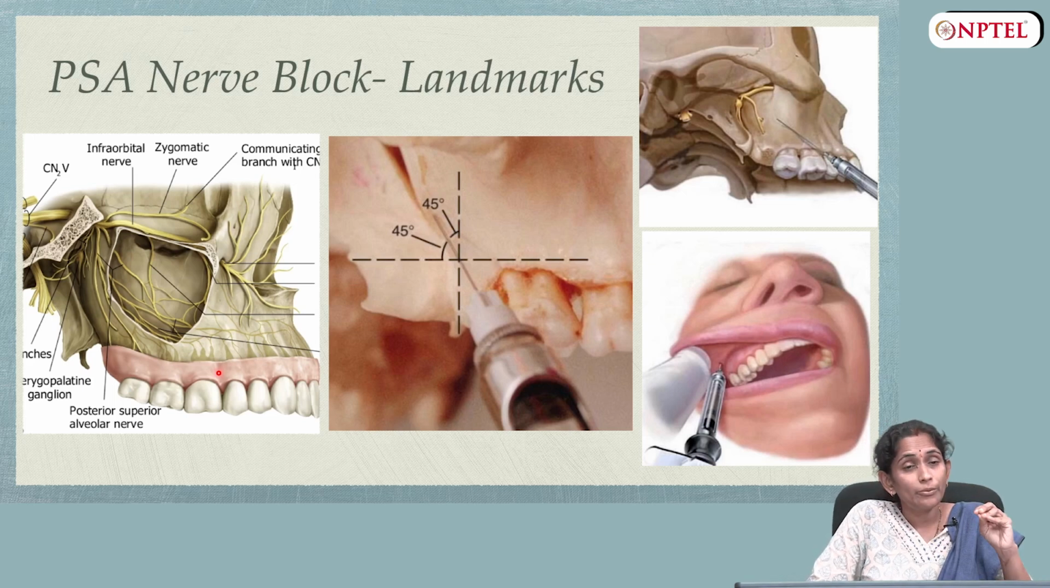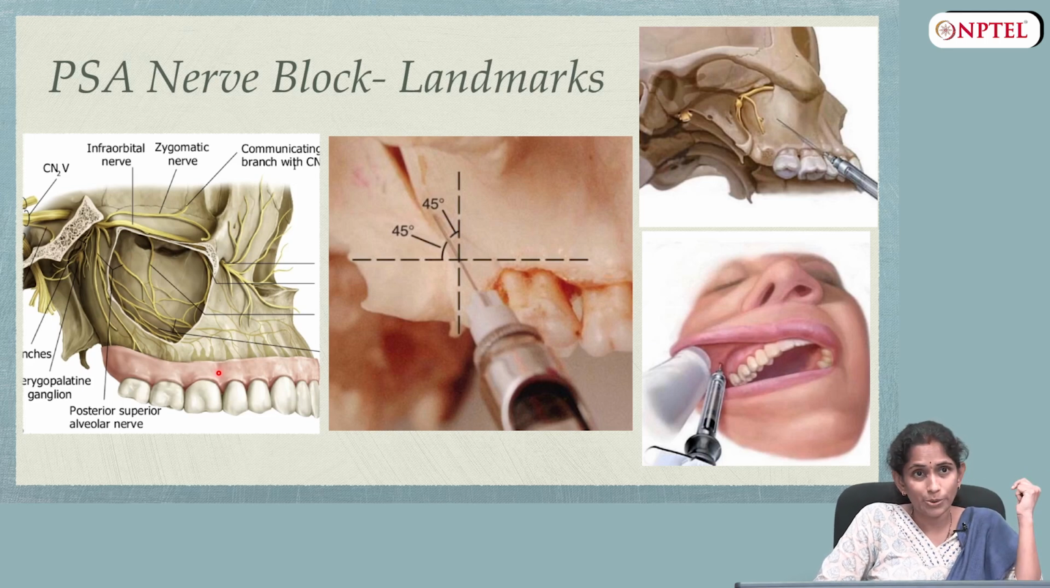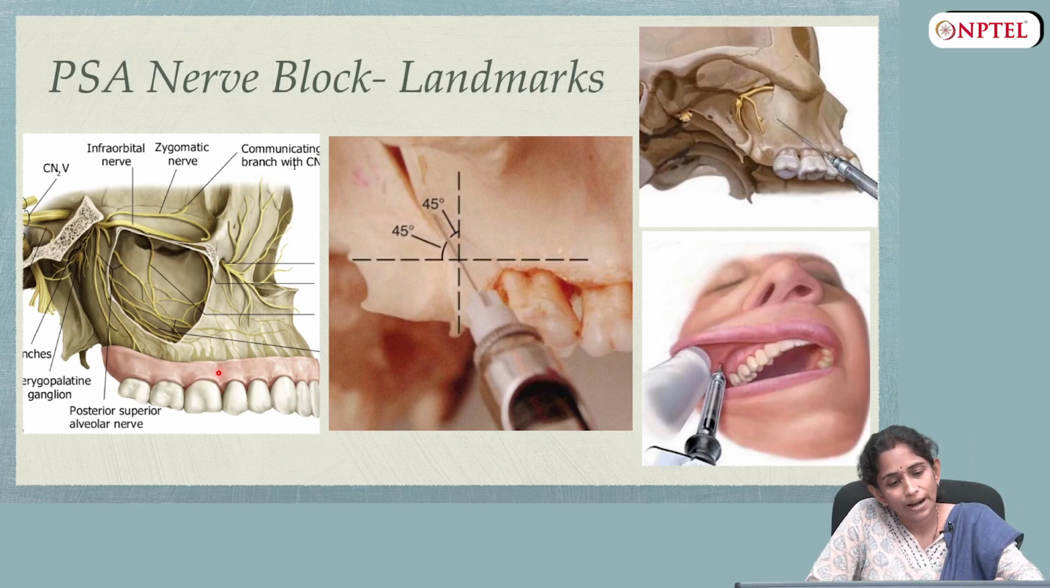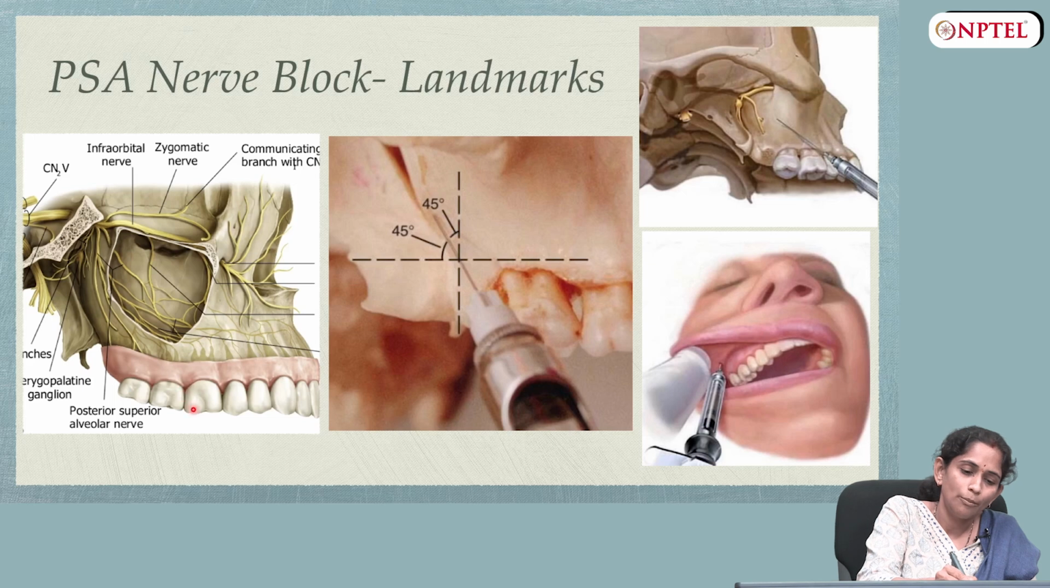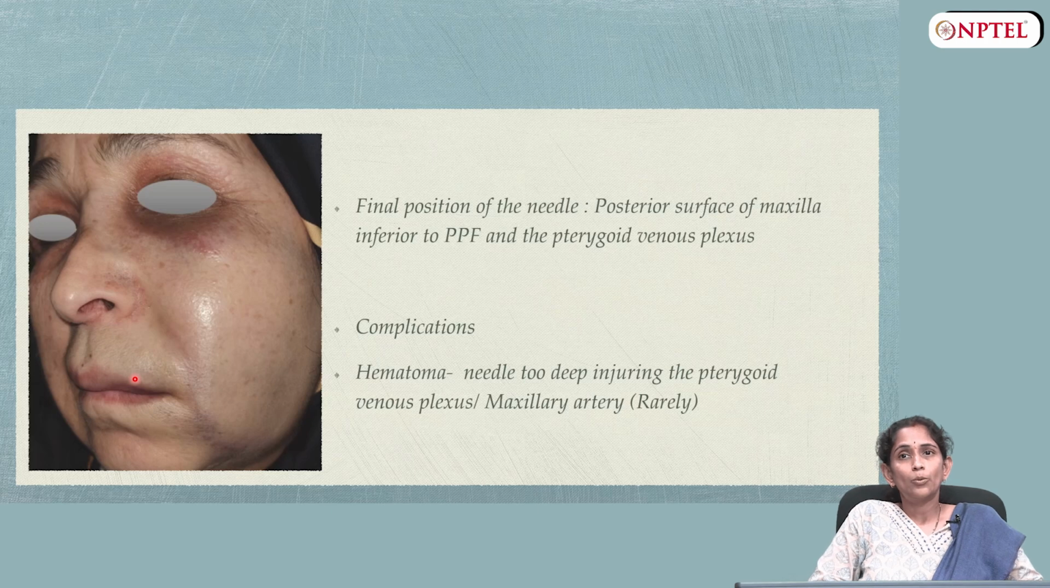However, in this case, the patient will not have any feeling of heaviness and numbness in the soft tissues because the cheek does not get any supply from the posterior superior alveolar nerve. So, there are no subjective symptoms for a PSA block, but you can objectively demonstrate the anesthesia by using a blunt probe and application of pressure in the region of the second molar or the third molar. So, that is posterior superior alveolar nerve block. Now, we have discussed what is the final position of the needle.